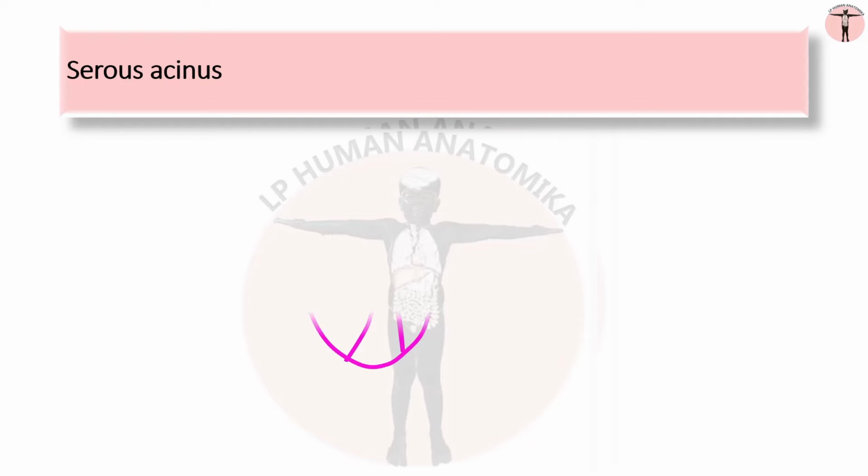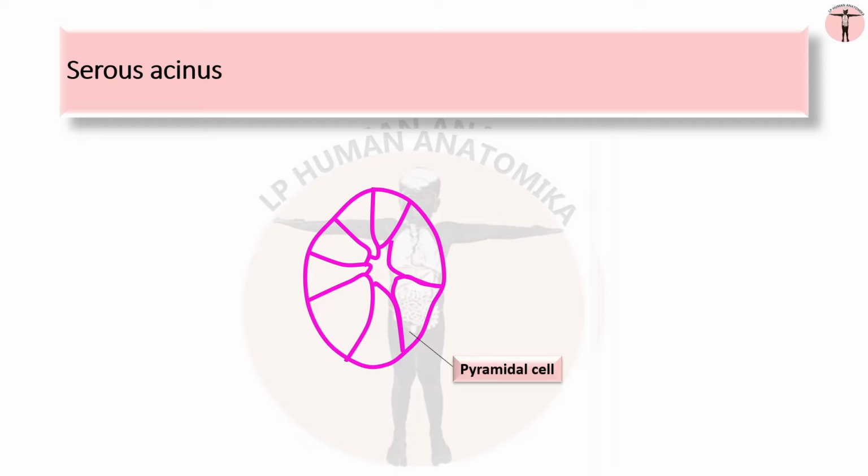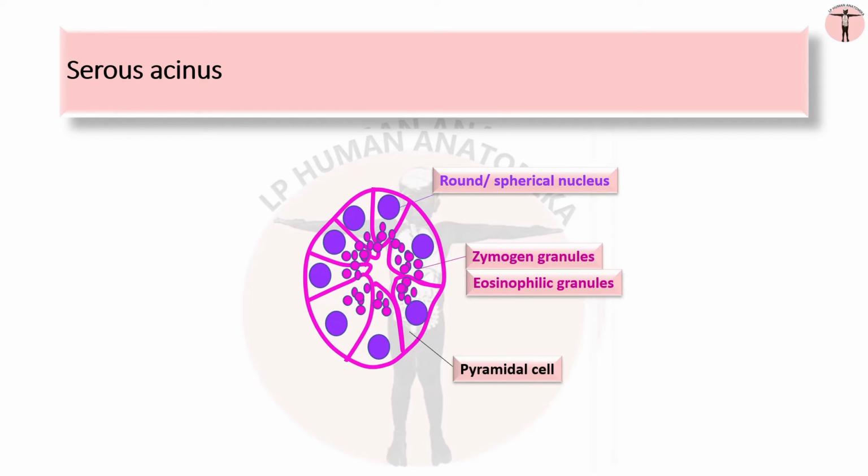It is made of serous cells which are pyramidal or triangular in shape. Nuclei are spherical or round in shape, present at lower half of the cell. The apical part is filled with eosinophilic secretory granules called zymogen granules. The cytoplasm at the base of the cell is basophilic. Lumen is small.